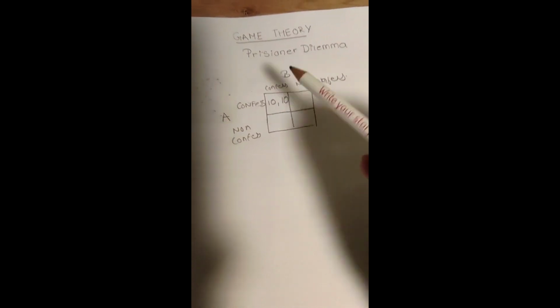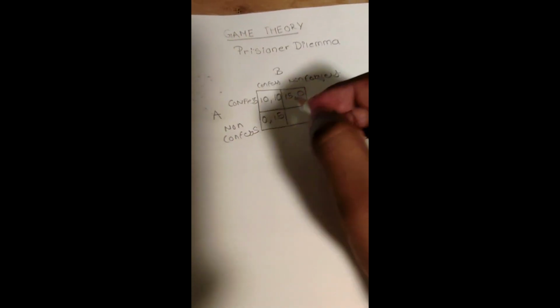Now let's say the police tell A that if he confesses, they can set him free, and B will get jailed. If that happens, it will become 0, 15. So 0 for A because he will be set free by the police, and 15 years of jail for B. But if the same thing happens with B, if the police say we will set you free, it will be 15 years for A and 0 years for B, as B will be set free.